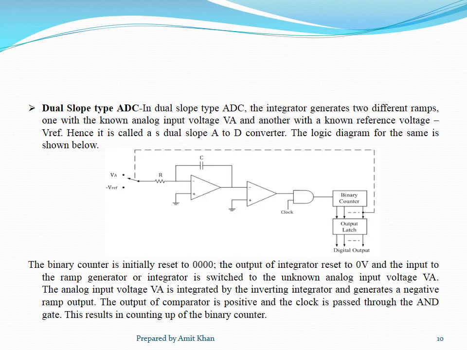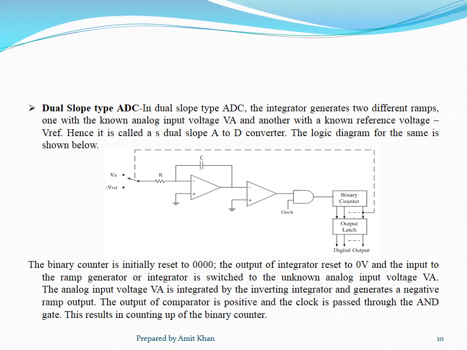Then comes the dual slope type ADC. We can see the diagram of a dual slope type ADC. In a dual slope type ADC, the integrator generates two different ramps: one with the unknown analog input voltage VA and another with the known reference voltage V reference. So it is called a dual slope A to D converter.